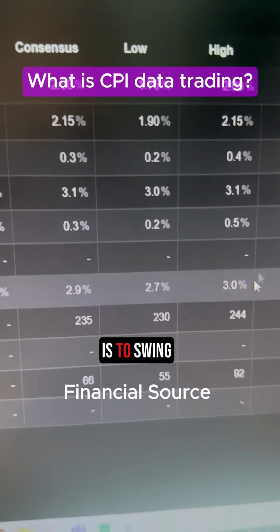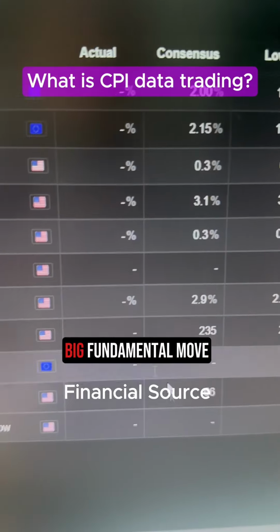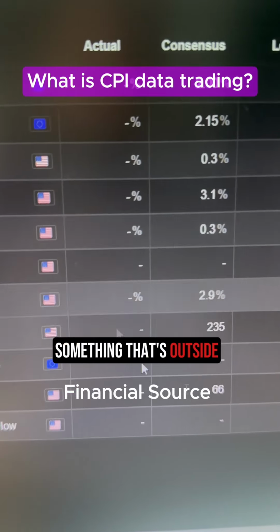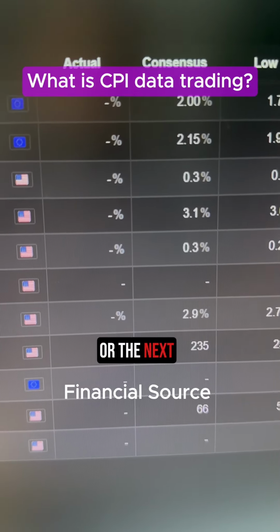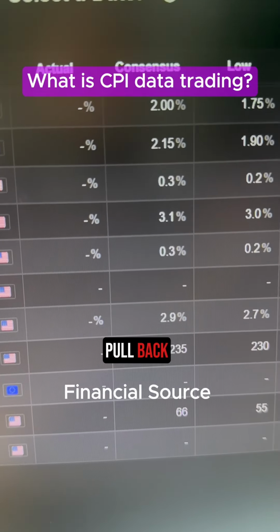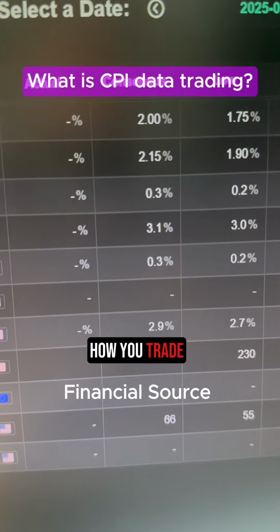And then the third is to swing trade the pullback. If you do get a big fundamental move, something that's outside of consensus, then the next session or the next day, you can look to trade that pullback. And that is how you trade CPI data.